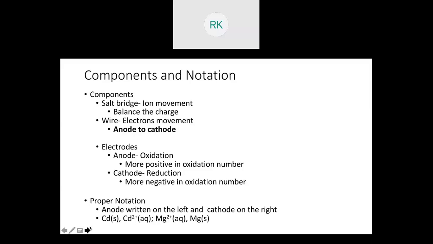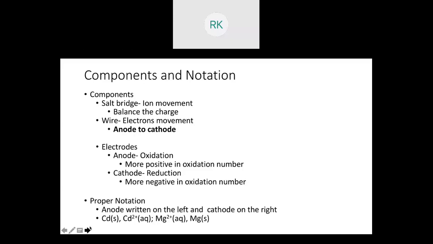So if you look at an electrochemical cell, you'll notice two really important components. The first is pretty easy to see. It is a wire, a metal wire, and that is how our electrons move.